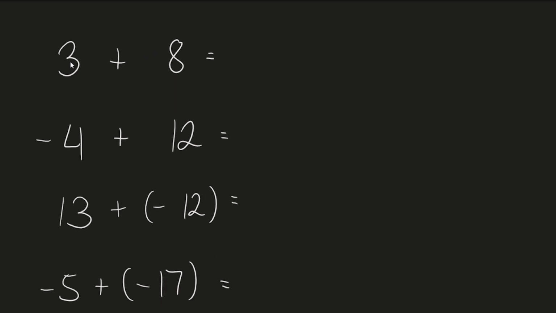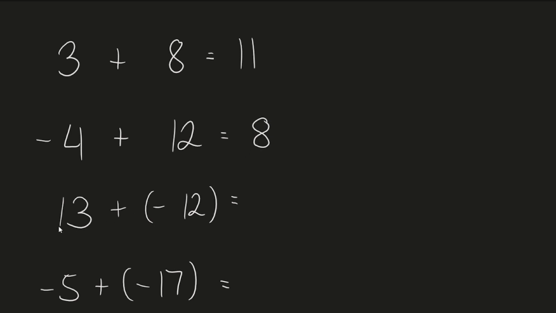We have the first one, positive 3 plus positive 8. Same signs, simply add them, and that will give us 11. Next, we have negative 4 plus positive 12. The larger of these two is 12. The sign of the 12 is positive. And then, since they have different signs, we will simply find the difference, or simply minus. The difference of 4 and 12 is 8, and that's it.